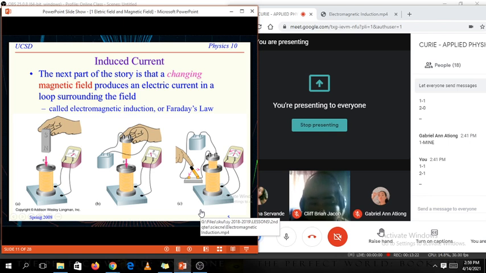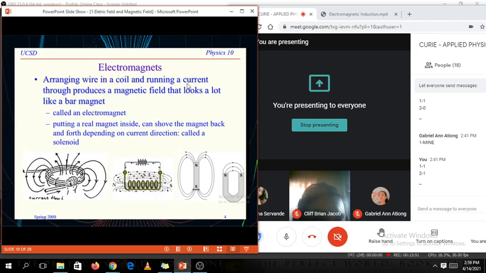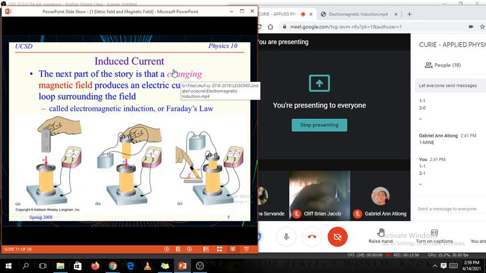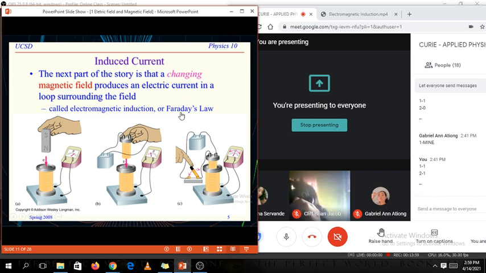So that is induced current. What we did with electromagnets is called an induced magnetic field, because the current induces or generates a magnetic field. This time, a magnetic field induces an electric current. That is according to Faraday's law. So the next part of the story is that a changing magnetic field produces an electric current. Just as in the electromagnet a changing current produces a magnetic field, this time a changing magnetic field produces an electric current.